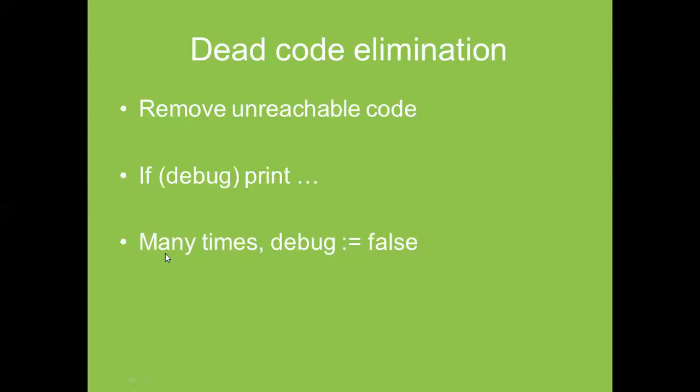Here we can see they are saying if debug print. Sometimes we debug our program again and again, but we don't remove such dead code. Many times debug is equal to false. Suppose we are debugging our program and it is showing a false condition, then we cannot debug our program and we will get the same value.